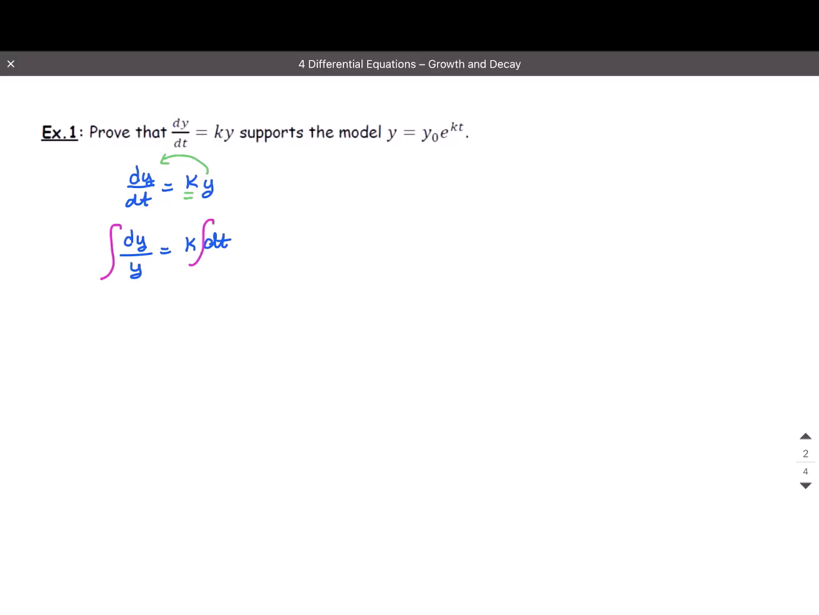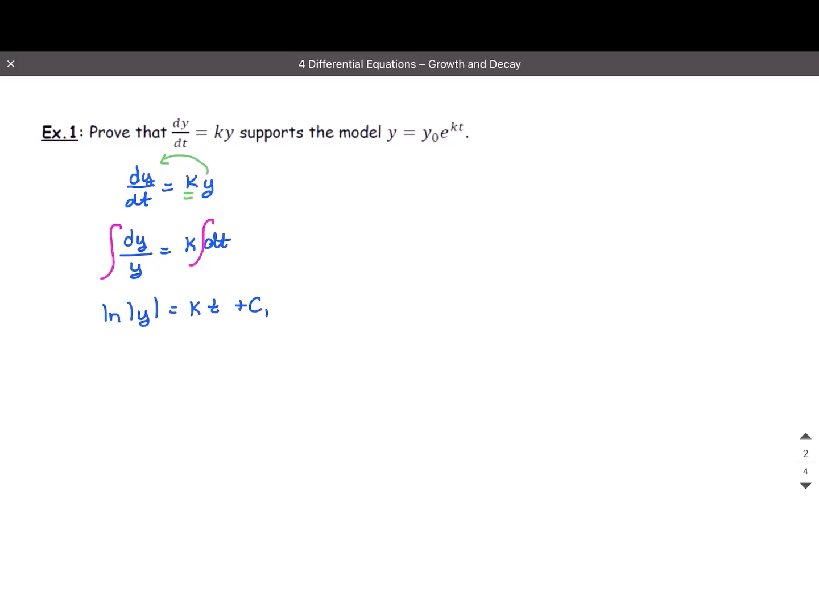So the antiderivative of 1 over y is the natural log of the absolute value of y equals k times the antiderivative of t, or the antiderivative of k dt is t plus a constant. And I'm going to call it C1 because I know it's coming. Now this example, though it seems very simple, has a few tricks in it that are very, very important.